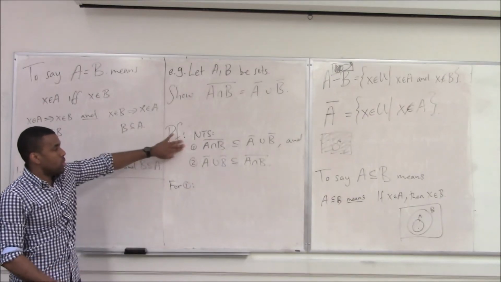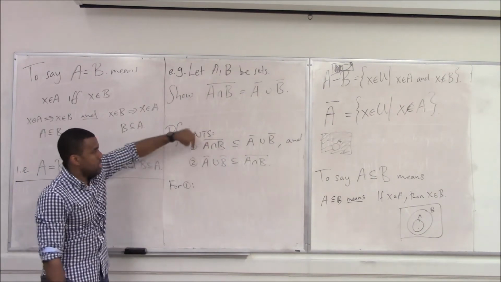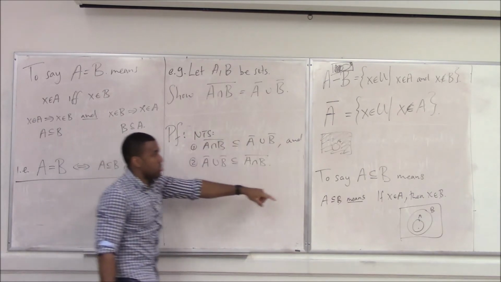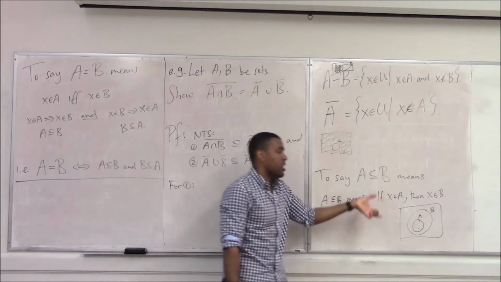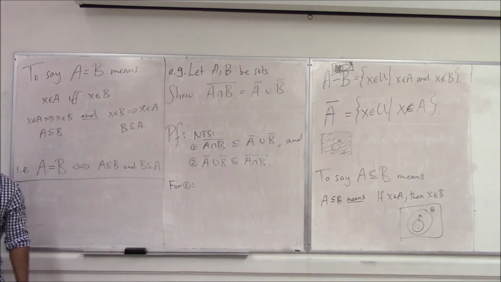If I want to prove one, what do I have to show? You show X is in this implies X is in that. So ultimately, to prove this, I need to prove an implication. Once we prove an implication, now we know we can do direct proof, proof by contrapositive, whatever.